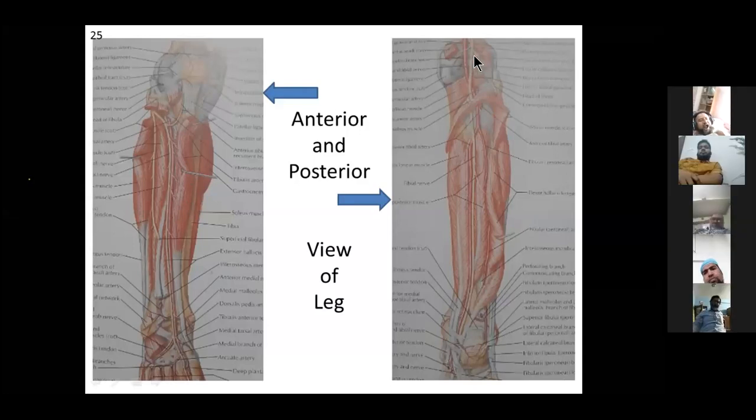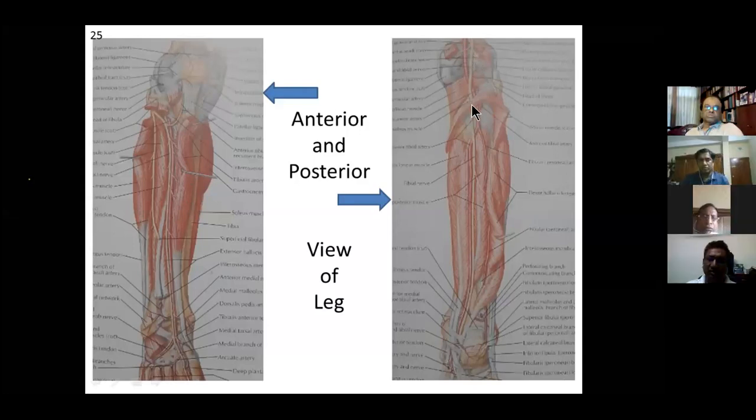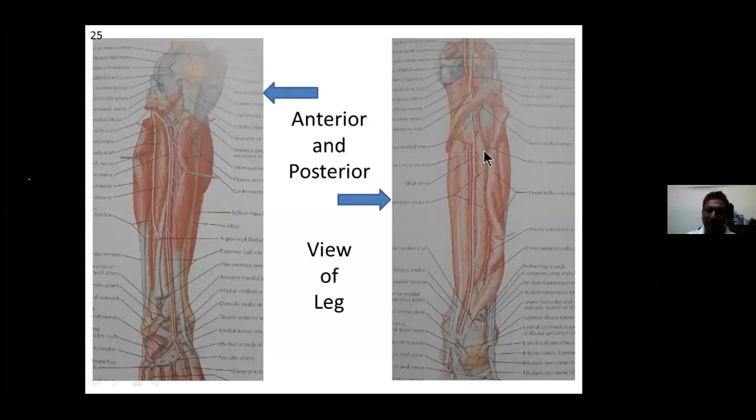The major vessels, that is the popliteal vessels, continue distally, and it is divided into two. The anterior tibial artery runs between the tibia and fibula, and the posterior tibial artery along with the tibial nerve is on the medial side.